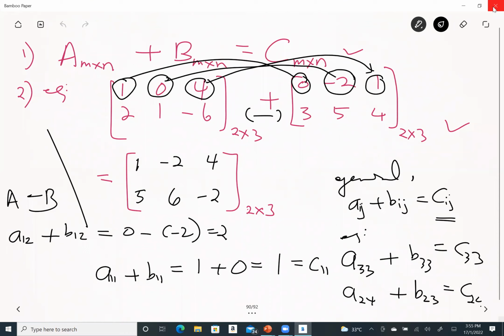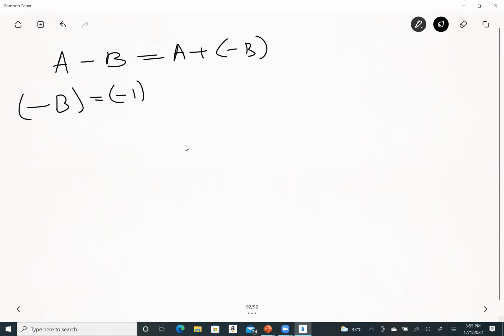Okay, you got it? Tak dapat pun tak apa, try. Okay, so what you do is the multiplication with -1. So the rule is this: a minus b will become a plus -b. Now, how do I get -b? We get -b, you multiply -1 with that b.